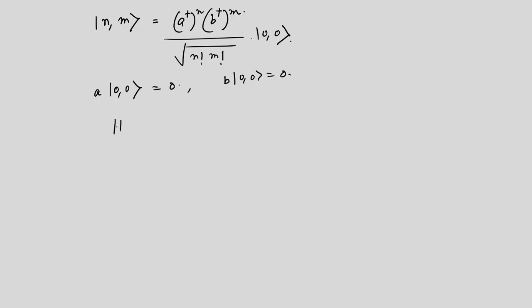That's why A acting on |0,0> or B acting on |0,0> will give you 0. A and B, in their respective ways, are the annihilation operators. You can't annihilate anything below 0, that's why these things give you 0. And what is the Hamiltonian for this?